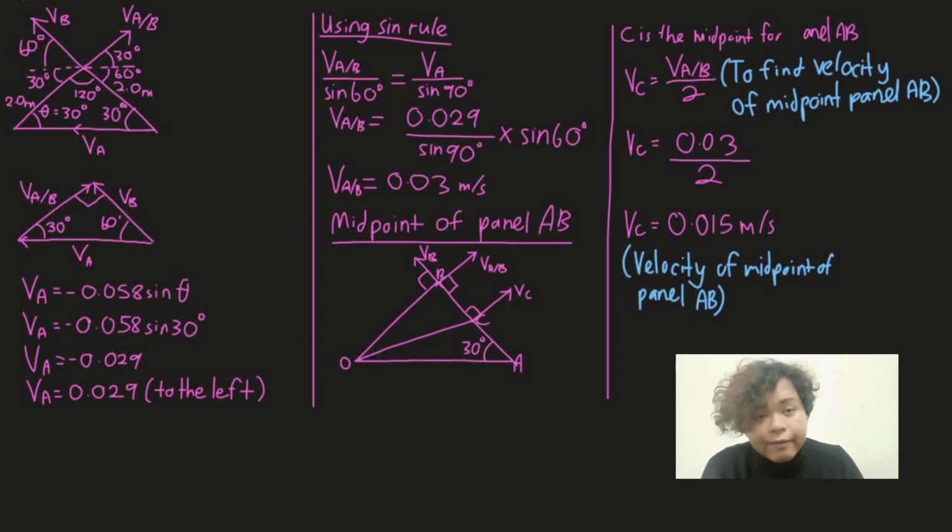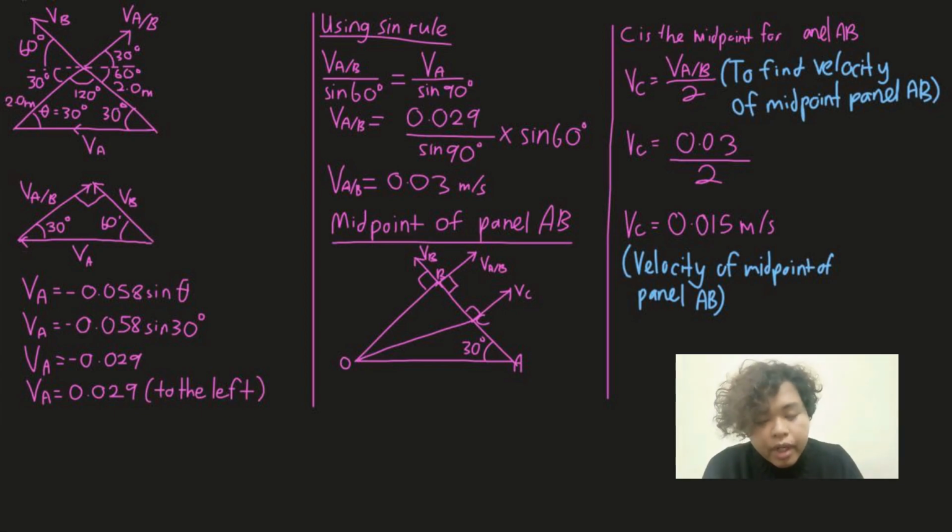So we can find VAB. VA is 0.029 when you substitute into the equation for the average velocity at point A. So 0.029 over sine 90 degree times sine 60, and we got the answer 0.03 meter per second.